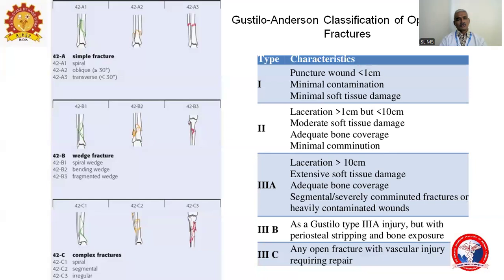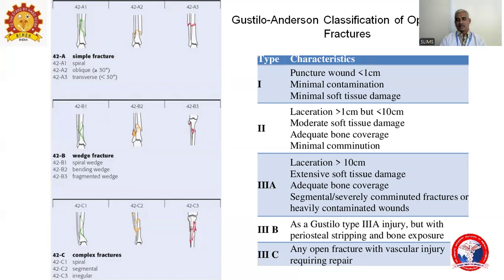Another thing, these are all for closed fractures, where the fracture ends of the bone are not seen outside the skin. If there is a wound, and through that the fracture ends of the bone are put outside, we call it a compound fracture. So we should have a classification for the compound fracture also. There is the Gustilo-Anderson classification.